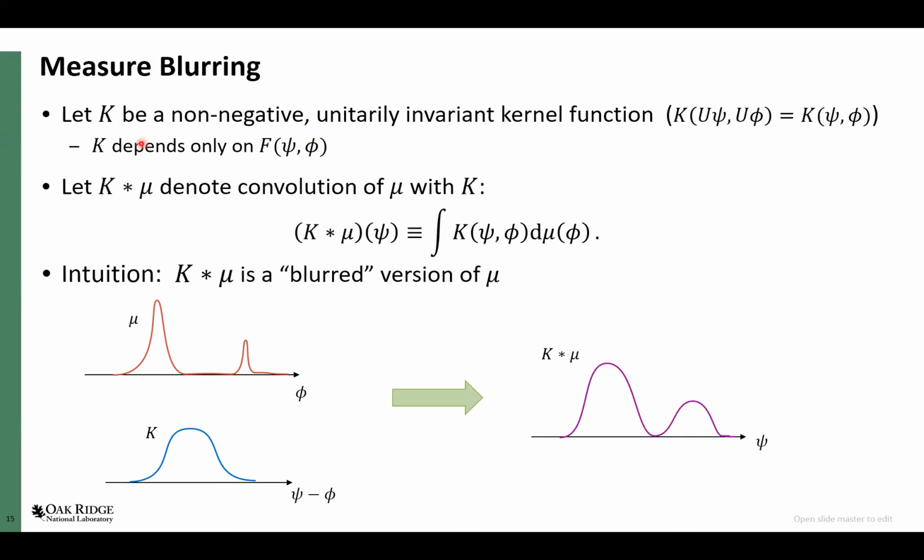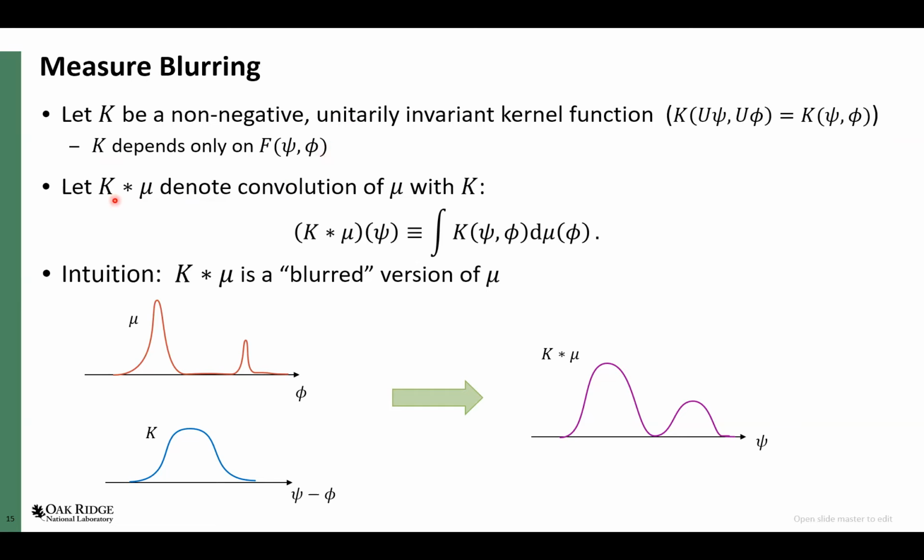The second thing I want to introduce is the concept of blurring. Suppose we have a kernel function k, and it's going to be some non-negative function that depends on a pair of quantum states, and it's unitarily invariant, meaning if we apply the same unitary to both states, we get the same value. Then you can show that this kernel function depends only on the fidelity of the two states with respect to each other.